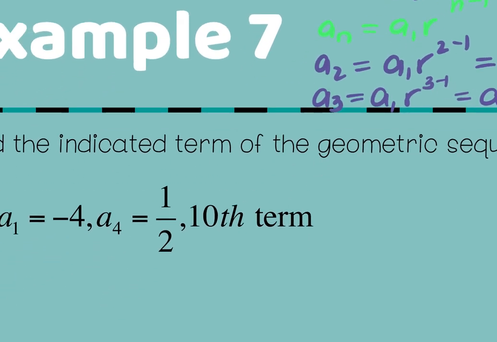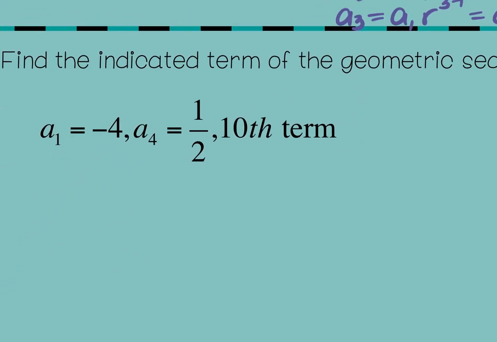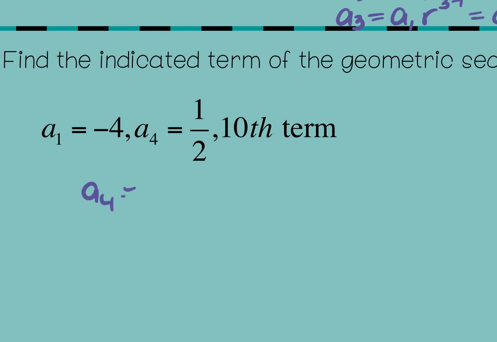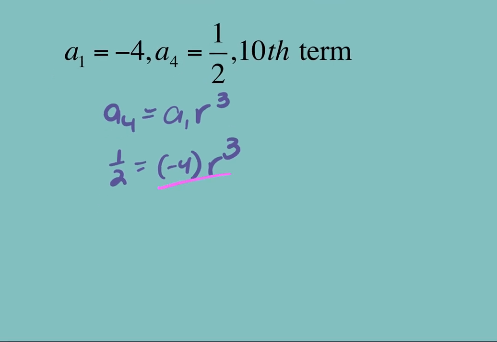So if you're given the 1st term and the 4th term, I'm going to set up my equation. a_4 would equal a_1 times r to what power? The 3rd. And then I'm going to plug in what I know. I have a_4. It's 1/2. I'm plugging in a_1. It's -4. I don't know r, but I know it's raised to the 3rd power. Then I'm going to divide both sides by -4 or multiply by -1/4 over here. And I get r to the 3rd equals -1/8.